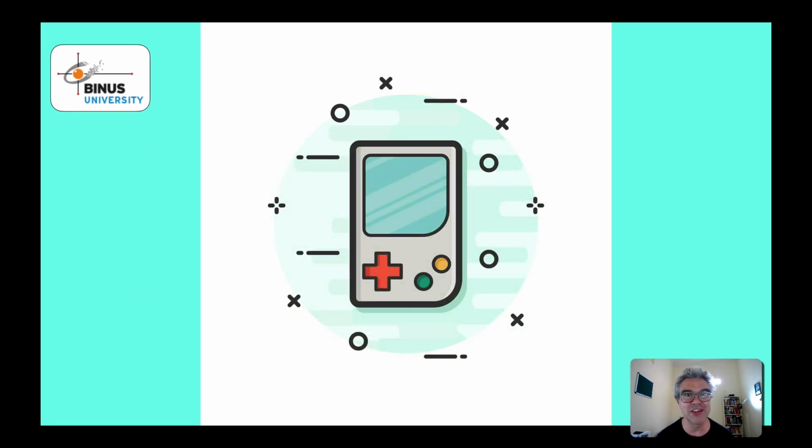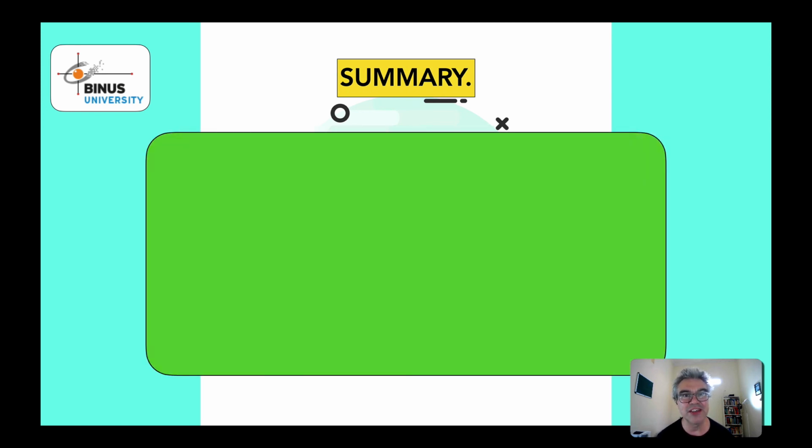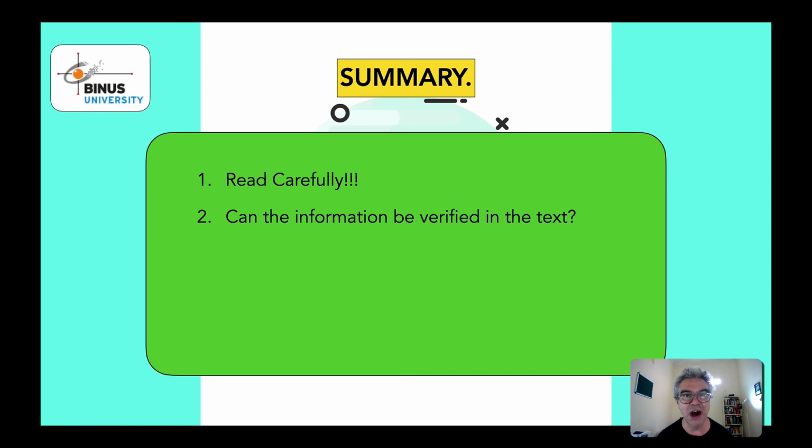Let's just summarize some of the skills that you need to use when you're answering these true, false, not given questions for the IELTS reading. Number 1 is that you have to read carefully. These questions usually focus on your ability to understand the detail. Ask yourself, can the information be verified in the text? That will give you the choice of yes or no and help you to decide.